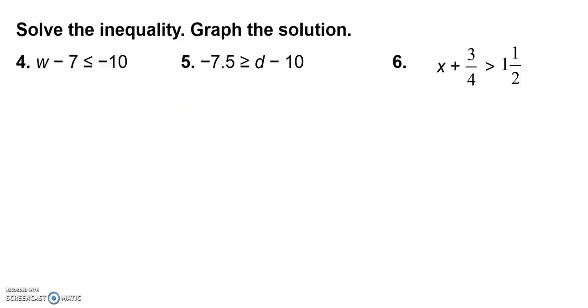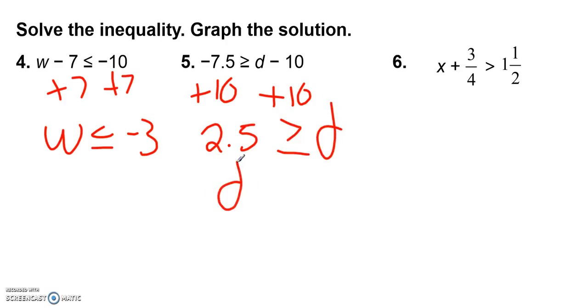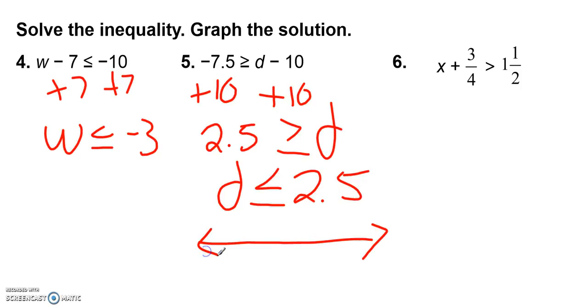Solve the inequality and graph the solution. Okay, so with number 4, we add 7, we get w is less than or equal to negative 3. And then I'll do this one, so we add 10, so we get that 2.5 is greater than or equal to d. I'm going to rewrite this one as d is less than or equal to 2.5. And then now I'm going to graph both of these.